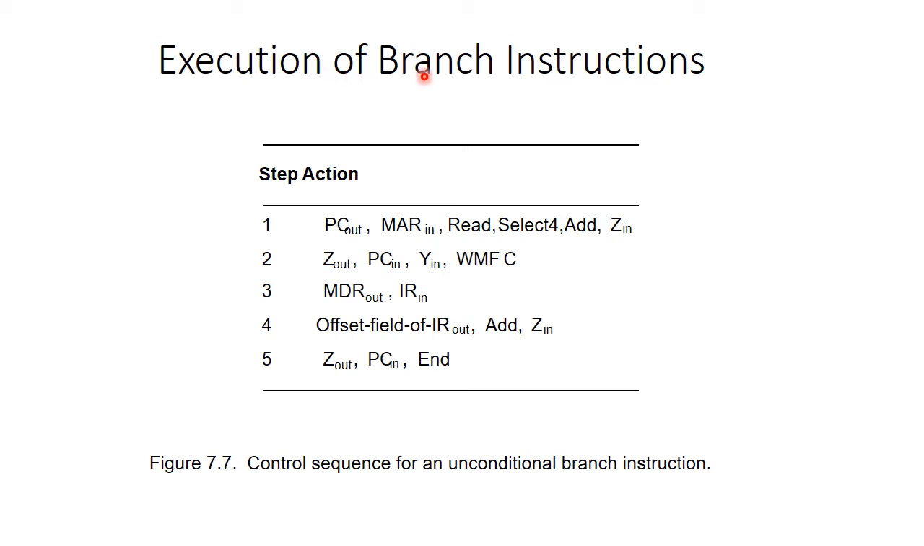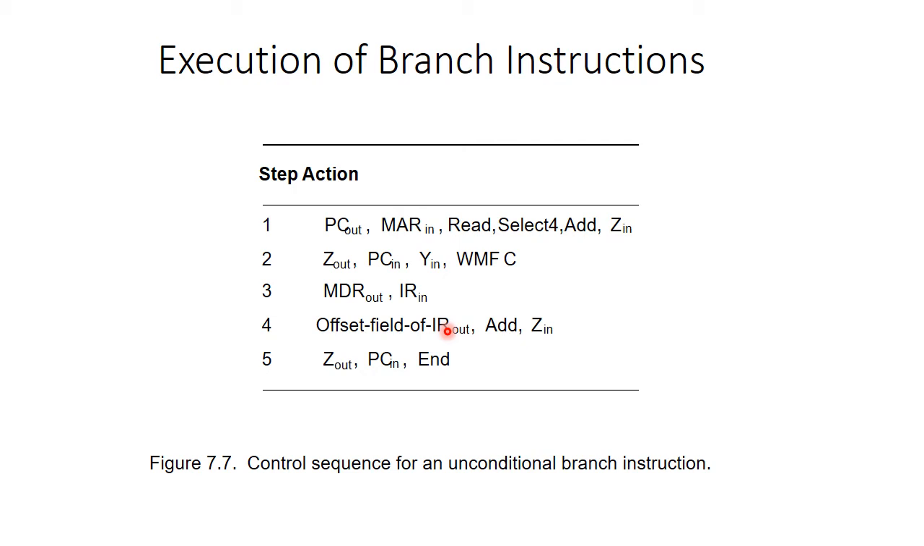In the case of execution of a branch instruction, the offset should be added to the content of the program counter to determine the branch target address location that is specified by the offset field of the instruction register. That should be added with the ZIN, because we know that ZIN contains the program counter content. It should be updated by adding the offset field of the instruction register.